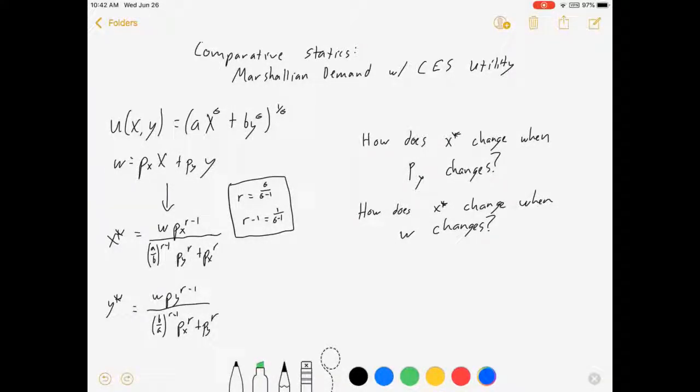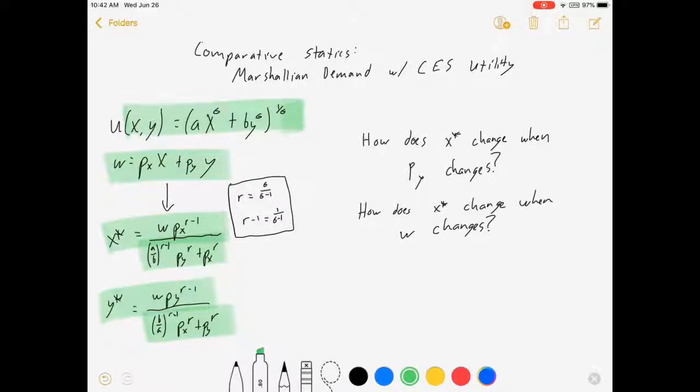I'm going to do some comparative statics on the Marshallian demand curves that come from a CES utility function. So in my utility maximization video with the CES function, I introduced this problem where I have that utility function, this budget constraint, and I solve for this level of X and this level of Y. One thing to note is that here I am using R's as opposed to up here I had sigmas.